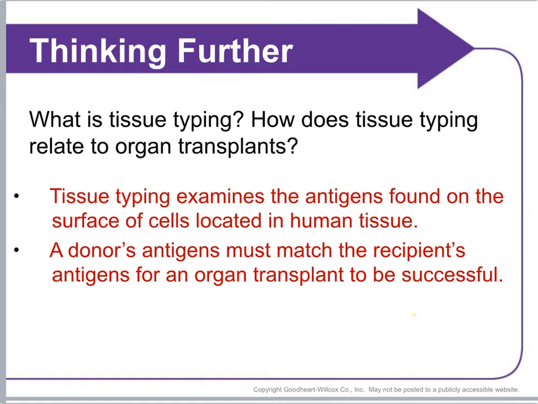Maybe you know somebody that had a transplant or is waiting to have an organ transplant, like a kidney transplant. In order for that to happen, we have to do something called tissue typing. Tissue typing examines the antigens found on the surface of the cells located in the human tissue. We have to make sure that the donor's antigens match the recipient's antigens in order for the transplant to be successful. Otherwise, the recipient will view the transplant as a pathogen and it will attack it.